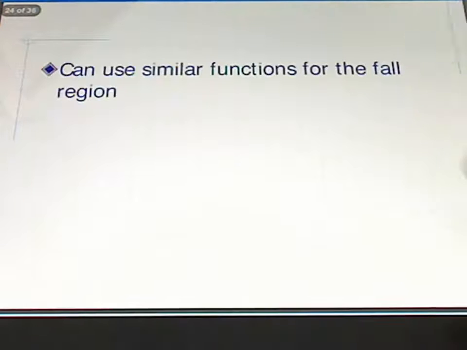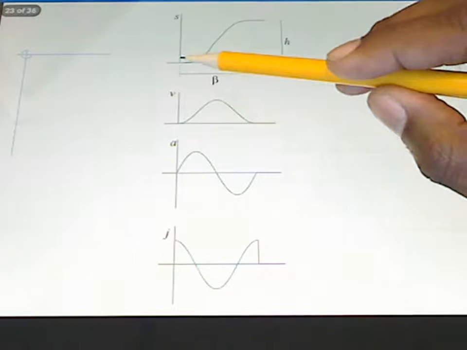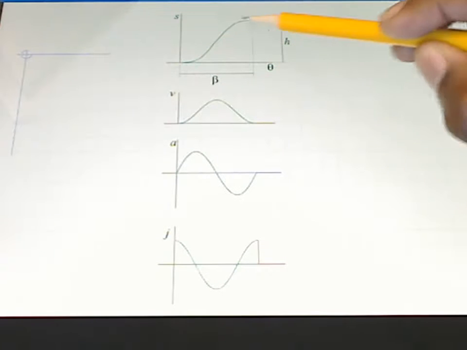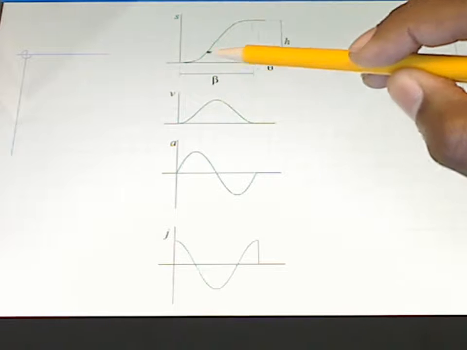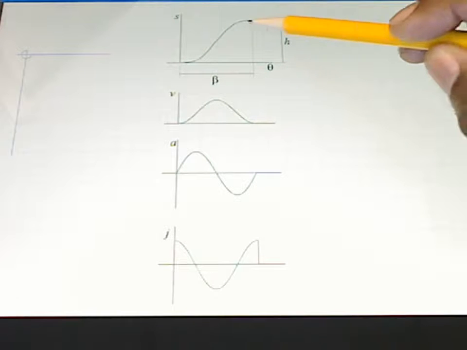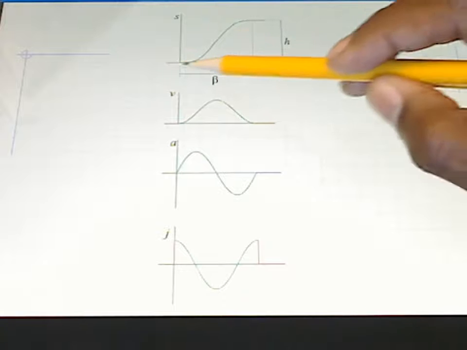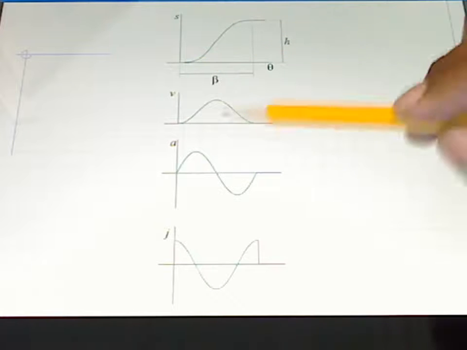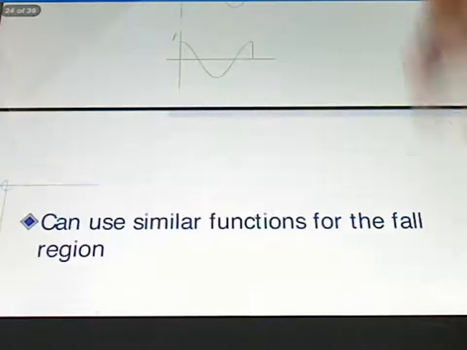So we can use similar functions for our fall region. What we're saying is that this gets us from our low point to our high point. If our valve and our engine started closed, then it rose, now it's open, and it's going to dwell again. This was a rise function. We can do the same thing for our fall. We simply need the inverse of each one of these.